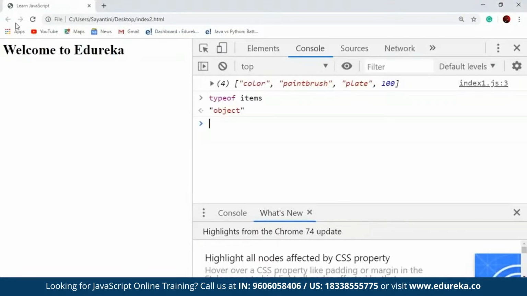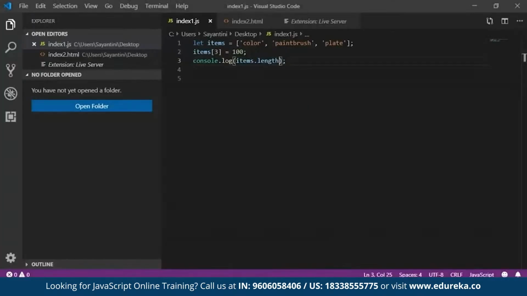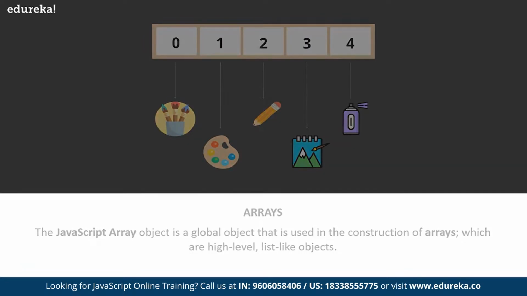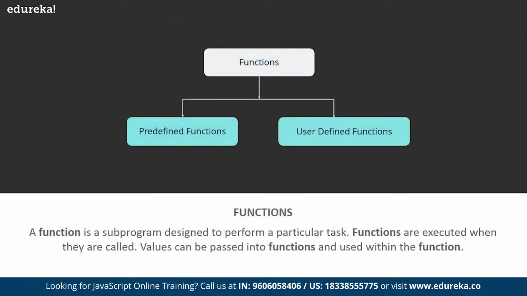Now once we go back and refresh this, you can see that it gives me the length as 4. So basically, with the help of dot notation, you can also find out the values or different properties for your array. Now this was all about arrays. So we have seen what are objects and what are arrays. Now it's time to move on and have a look at functions in JavaScript.